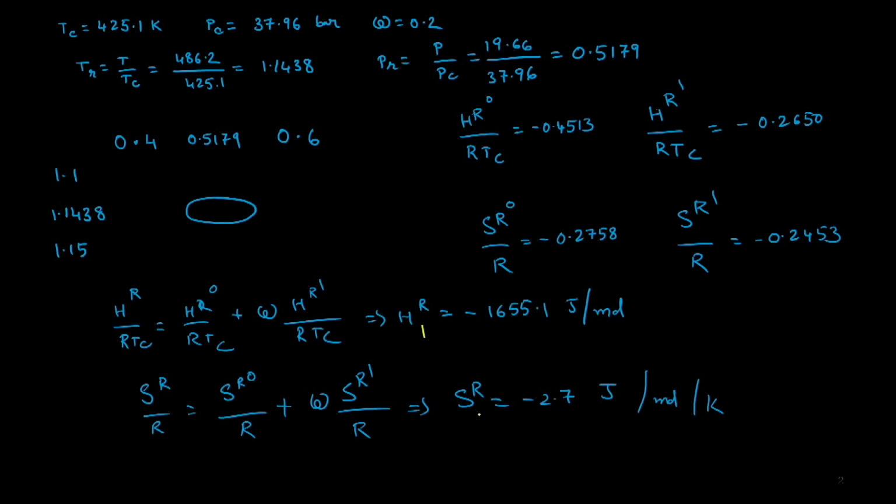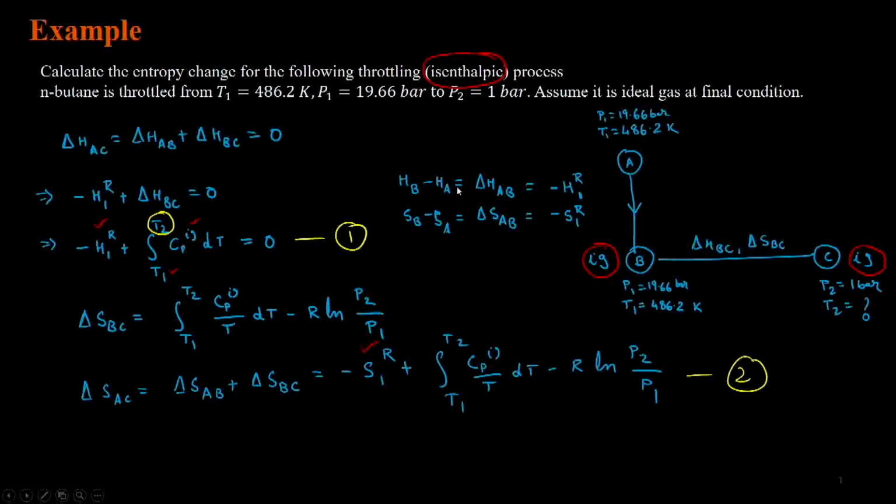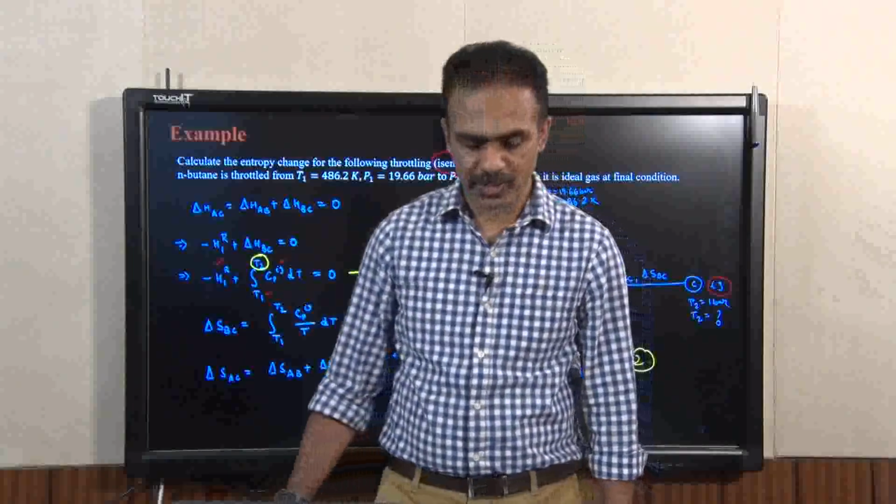So these are HR1 and SR1, right? Because all through I have used condition 1 in these calculations. So now I have HR1 and SR1 values. If you look at equation 1, I know H1R. What I do not know is the temperature T2. I want to solve this equation to get the temperature T2, like we discussed.